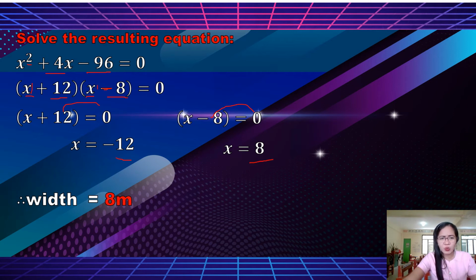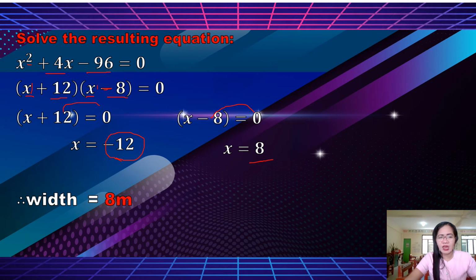Ma'am, asa naman si 12? As what we had noticed, si 12 has a negative sign. Okay, now, since we are referring to measurement, wala tayong measurement na negative. However, we only consider the positive value of x since the situation involves a measure of length. Hence, the width of the billboard is 8 meters.